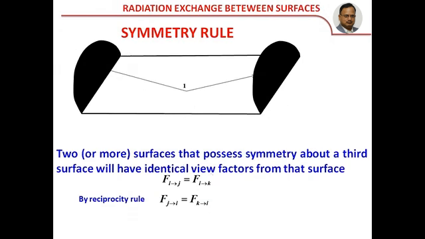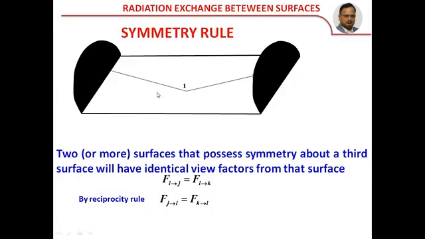And there is one more rule called the symmetry rule. This symmetry rule says if you have a point source like this and there are symmetrical objects, the amount of energy falling on these two surfaces emitted by this will be equal. So F i to j is equal to F i to k. When two or more surfaces possess symmetry about a third surface, they will have identical view factors from that surface.